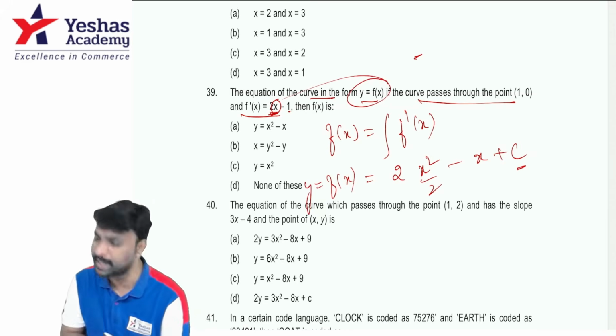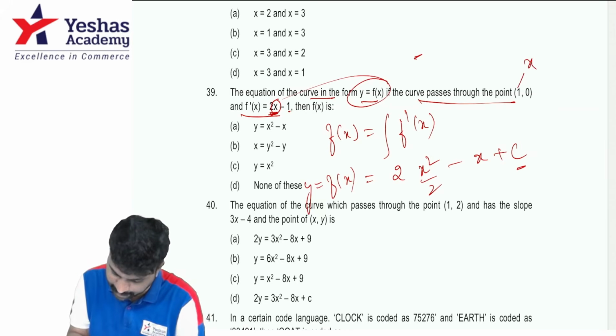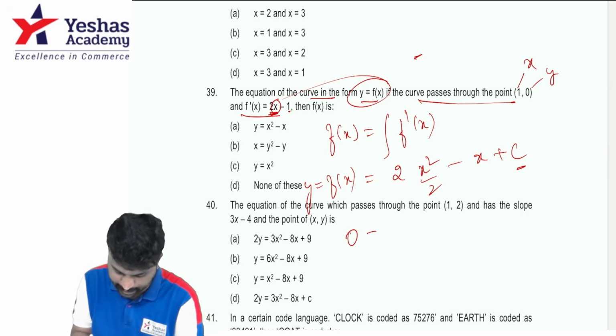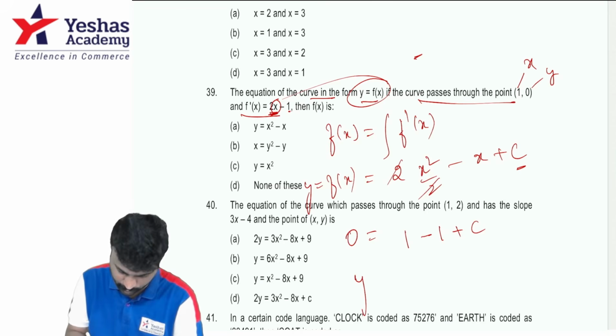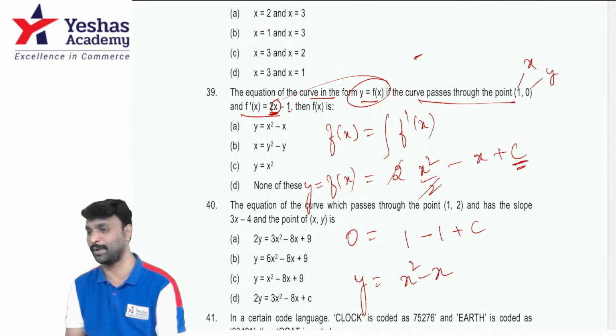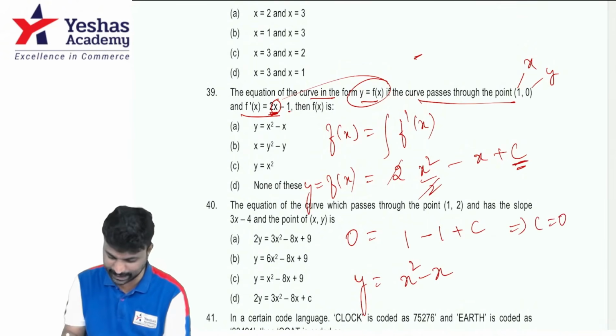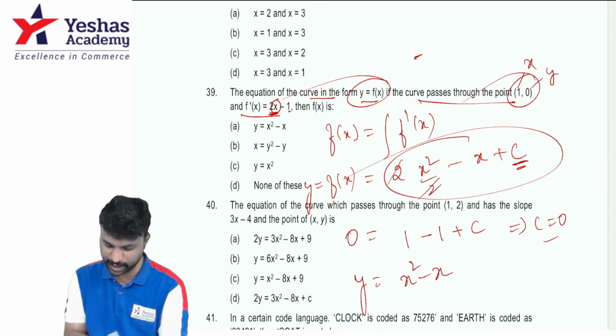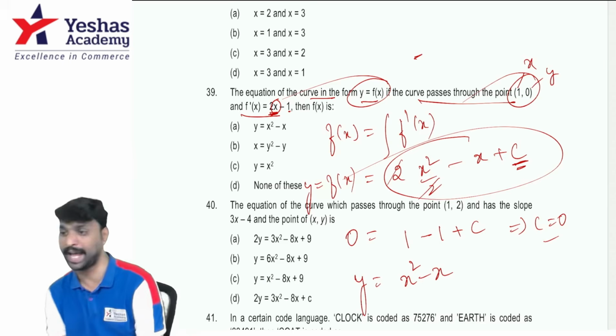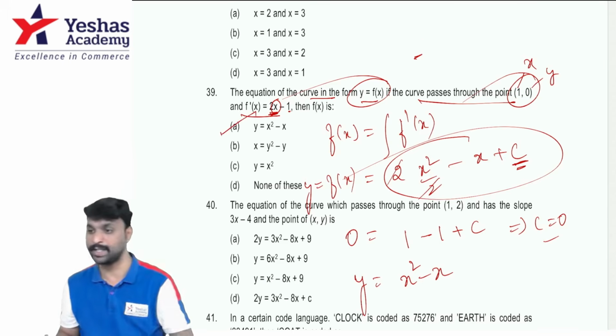Now I have to find the constant value. For that, the x value is 1 and the y value is 0. So LHS is 0, and the 2 cancels. The x value is 1, so 1 minus 1 plus c. So 1 minus 1 is 0, c equal to 0. Therefore, f of x, or y, is nothing but x square minus x plus c, and the c value is 0, because we got c as 0 by substituting x equal to 1 and y equal to 0. So the same function I should consider, but with the c value as 0. The answer for this question is option A.